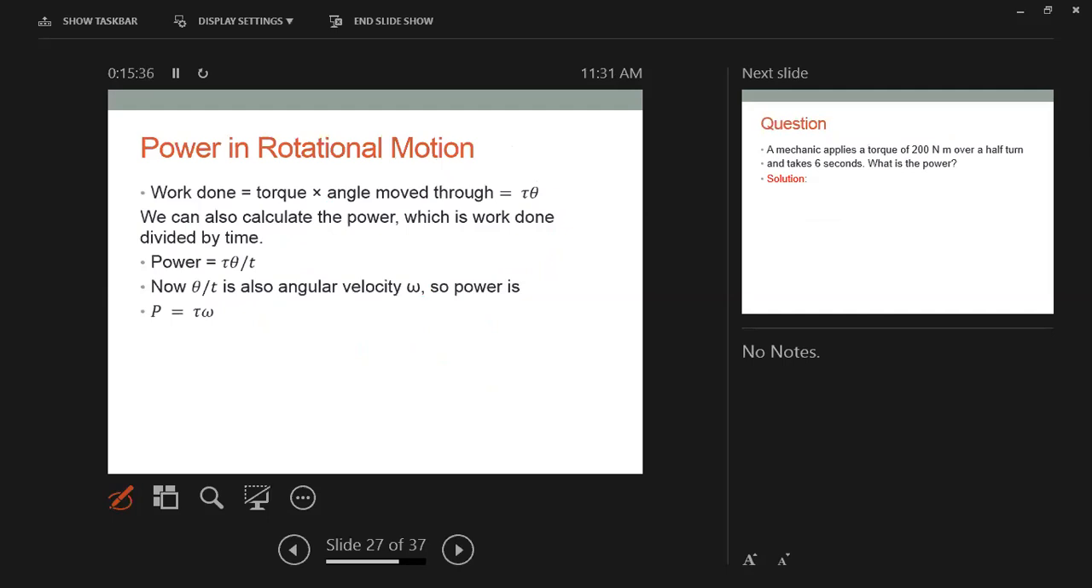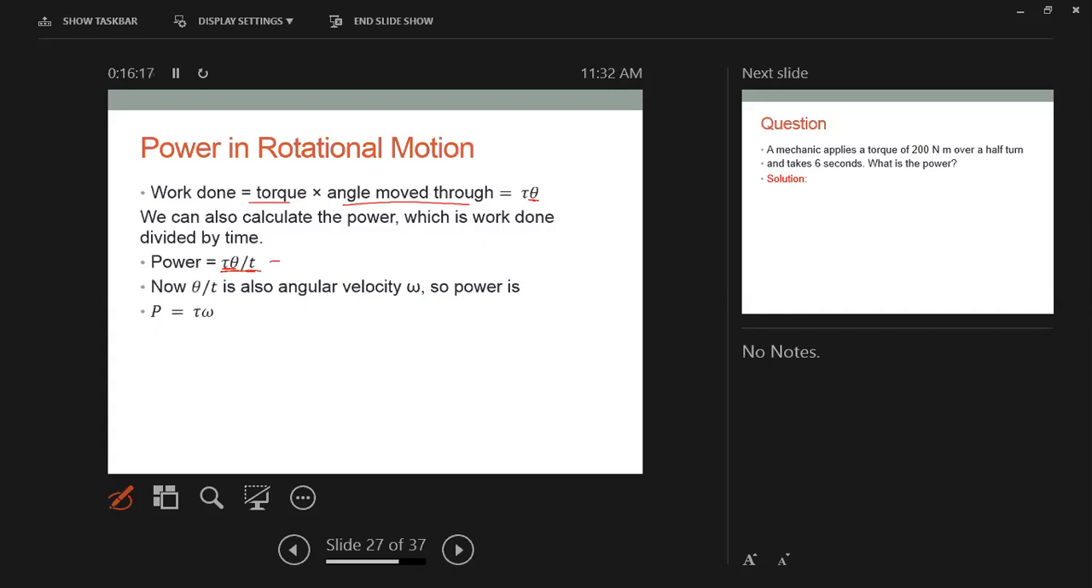So to find the power in rotational motion, we are going to use torque times angle moved through, or angular displacement. Okay, torque times angular displacement. Here, angle moved through means angular displacement theta. So that is going to be our formula to find the work done. To find the power, remember power was the ratio of work to time, right? So instead of work, let's put torque times displacement, and our formula for the power will be torque times displacement over time.